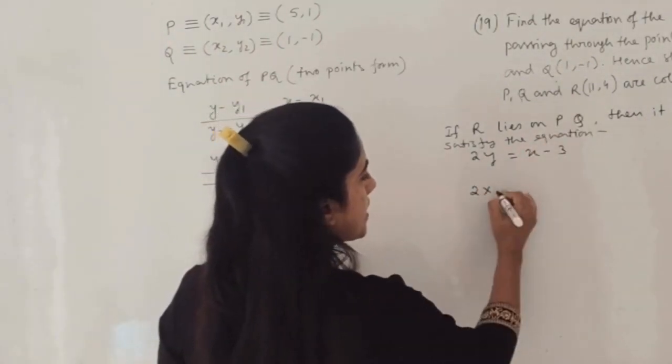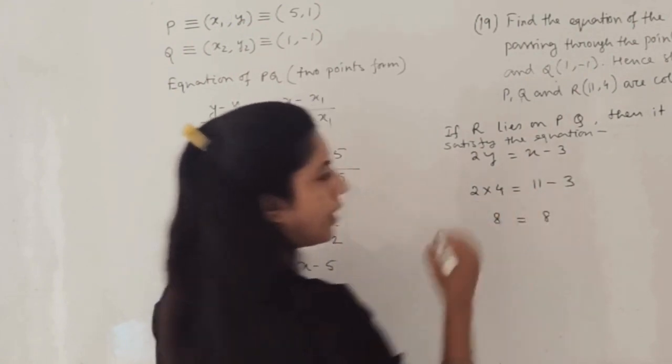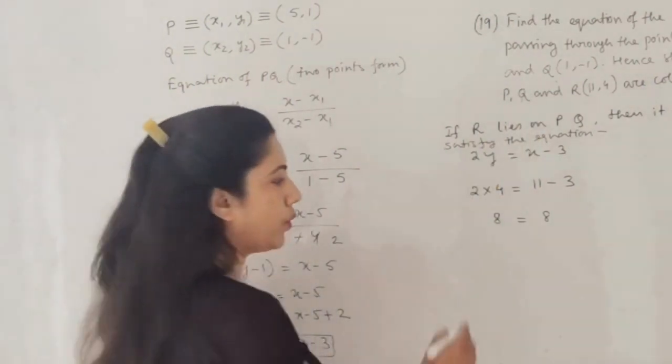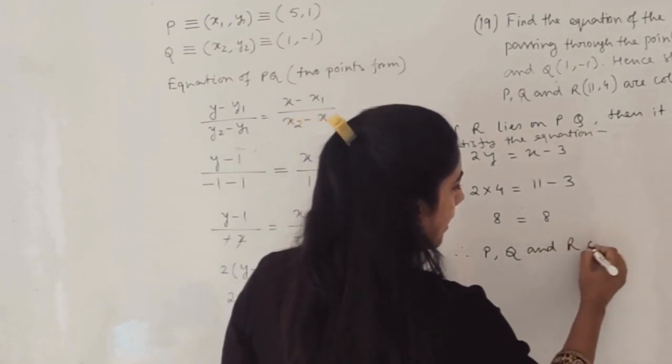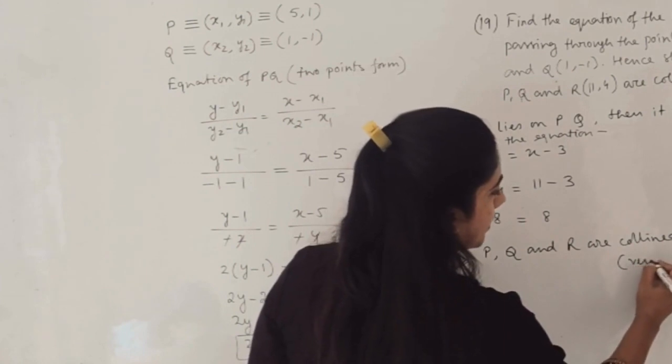Now let us put the values. 2 into y. Y is given 4. X is 11 minus 3. So 8. And here also we are getting 8. Since it is satisfying, therefore we can say P, Q, R are collinear. Therefore P, Q and R are collinear. Verified.